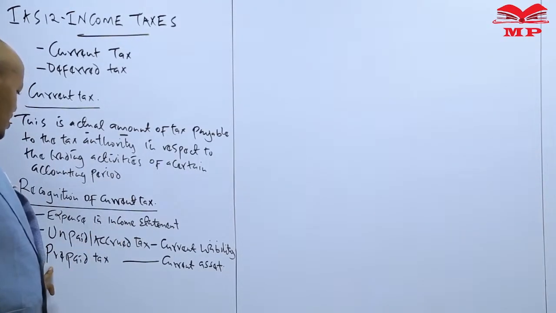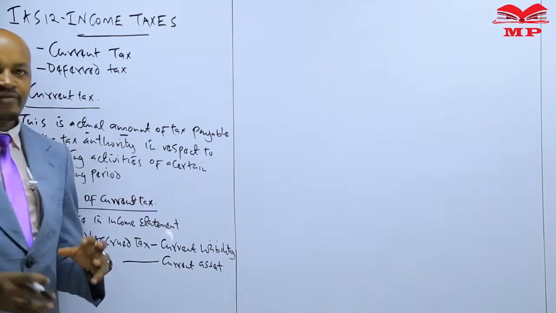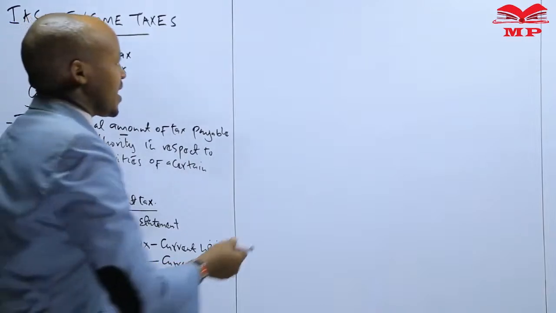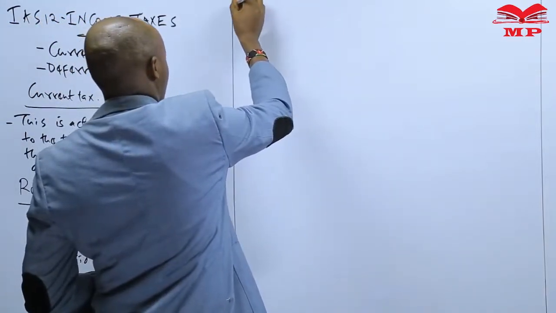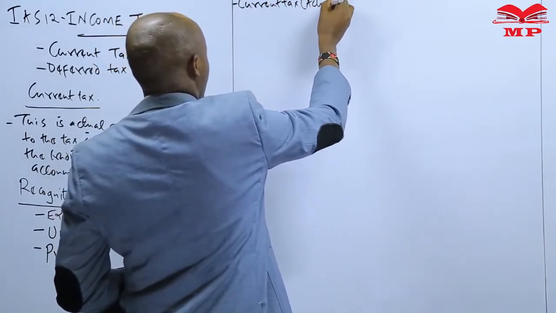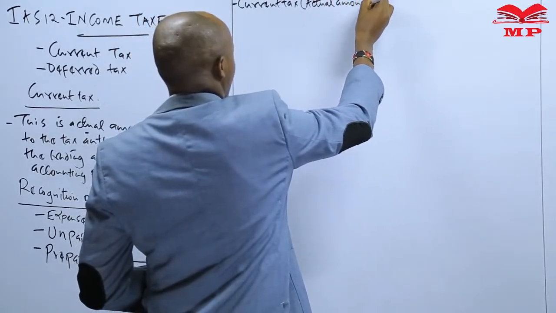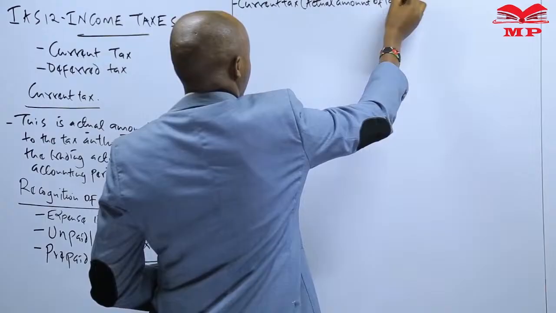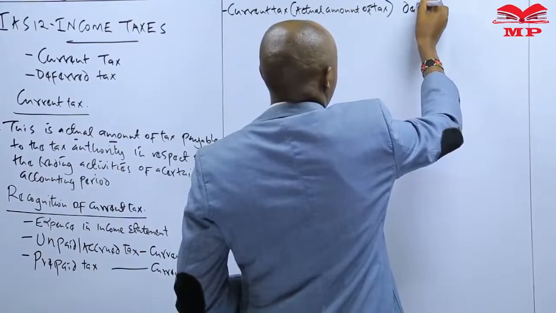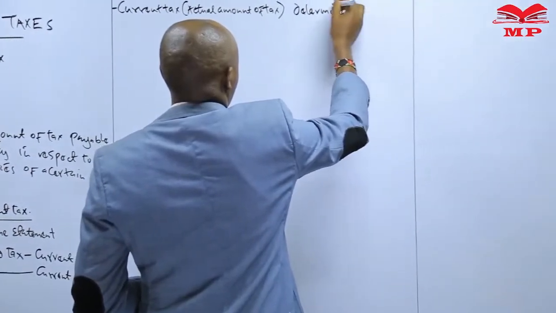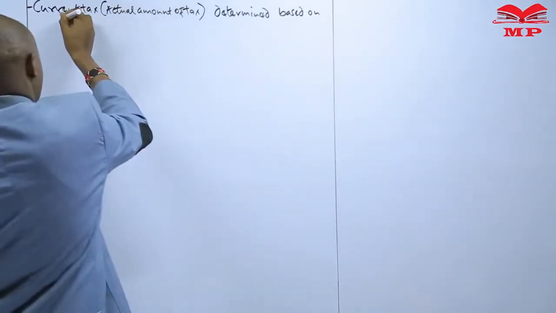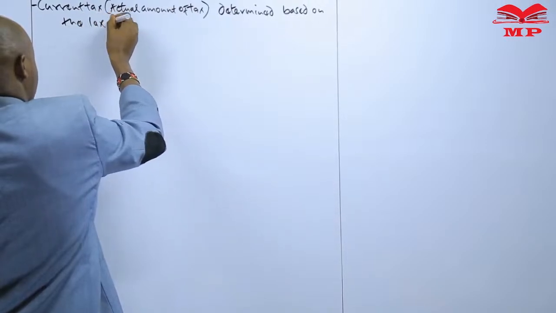But on the other hand, what you need to remember is that whenever we are to determine the actual amount of tax which is supposed to be paid by a company, we have said that the current tax, which is the actual amount of tax, is always computed. It is determined based on the taxable profit.